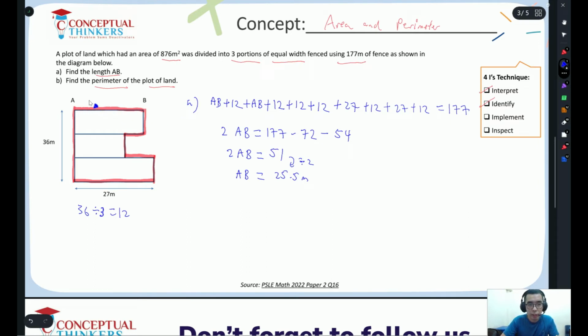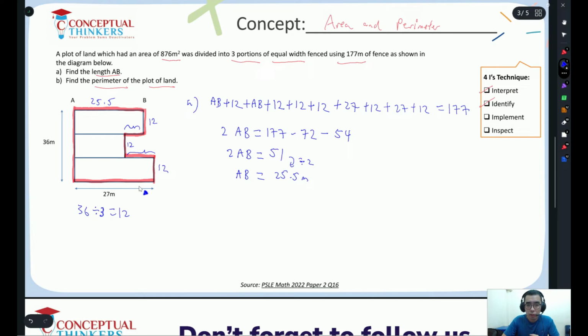Okay, so let's fill in as much information as we can. So we know what is AB, right? We already got the answer. Here is 25.5. And this is 12 according to what we calculated here. Now this is what I'm not too sure. This part I'm not sure. So this is actually 12 here. So this part I'm also not sure. This is 12. And this is 36.